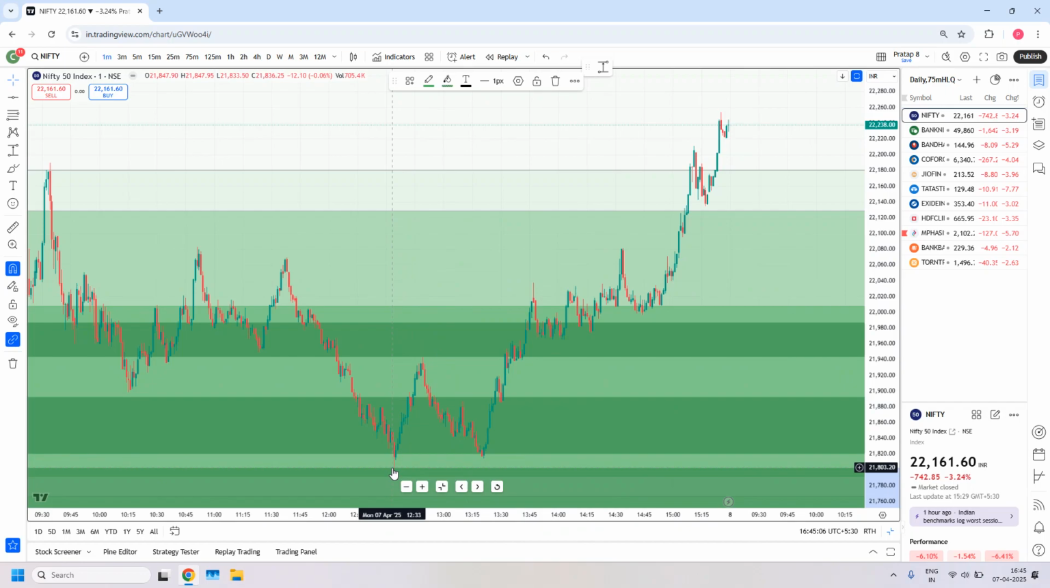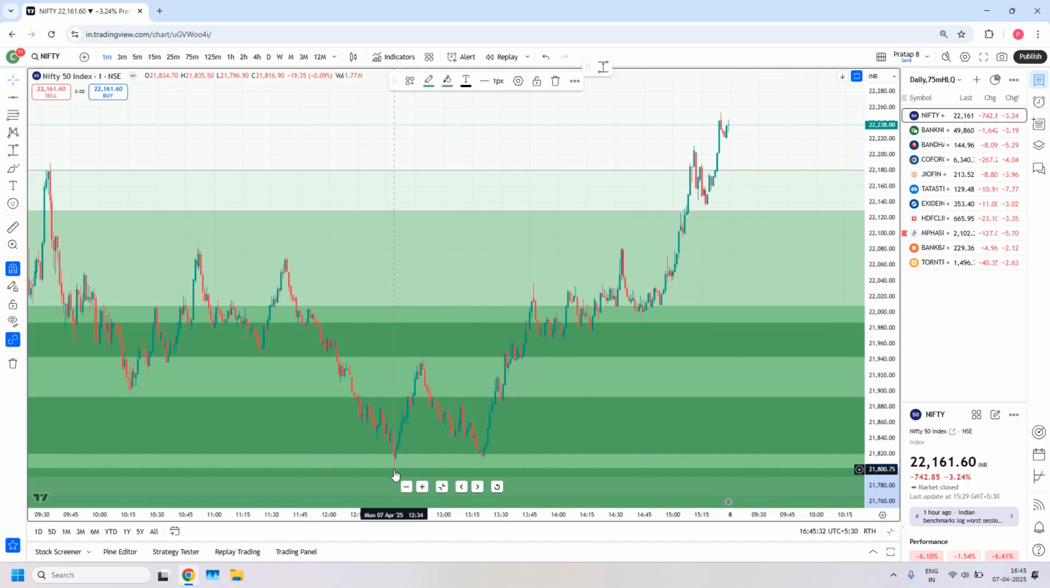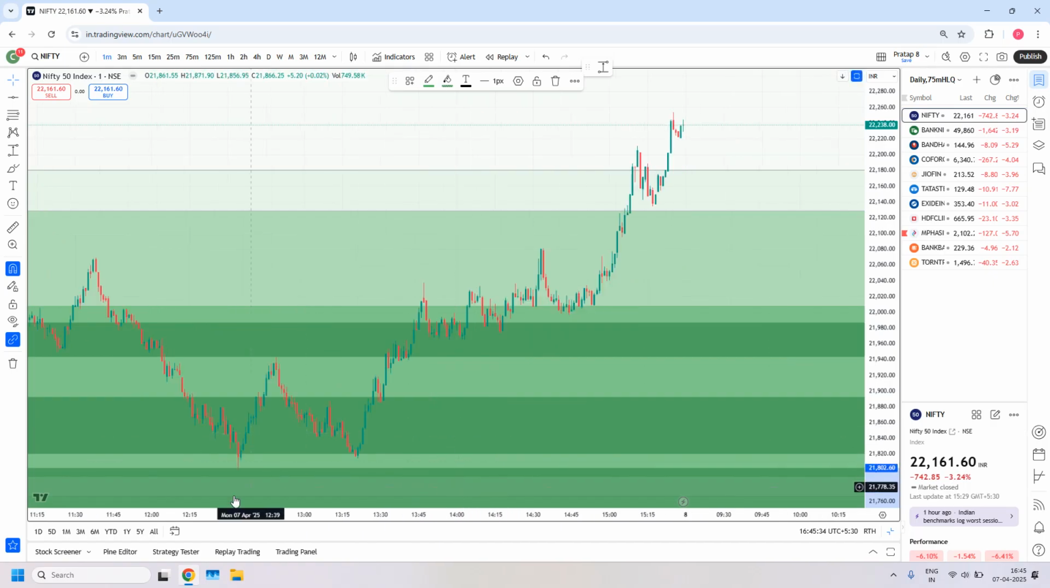99% of us may not have the guts to take a long trade when price has moved more than 1,000 points. See, 742 plus it gave you 450 points, right? So 750 plus 450, 1,200 points. When price reached here, Nifty might be showing you minus 1,200 points.